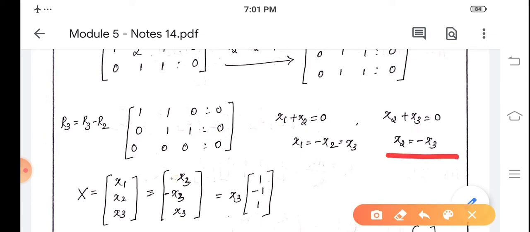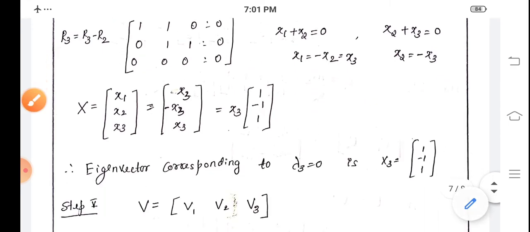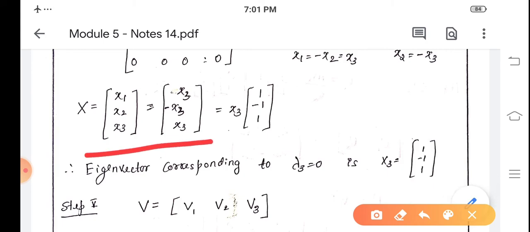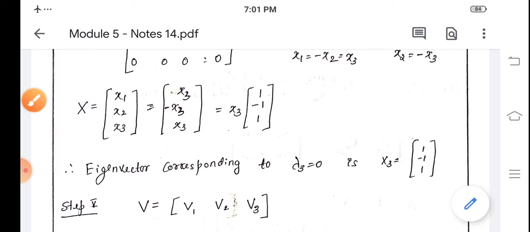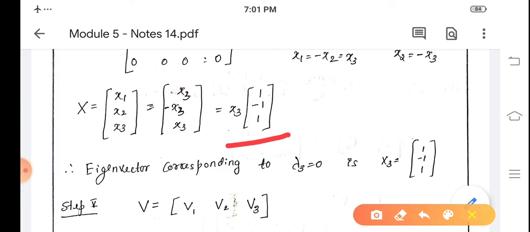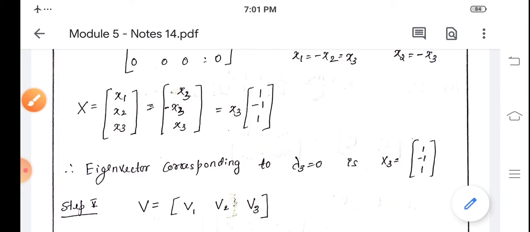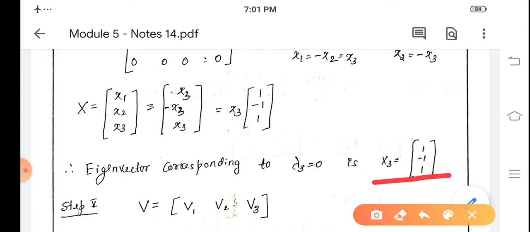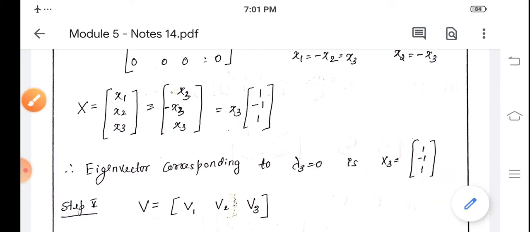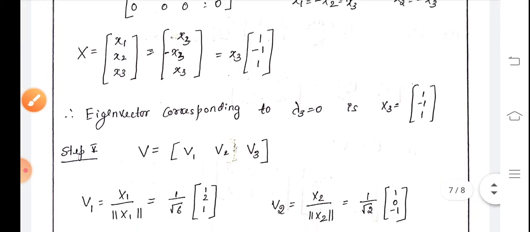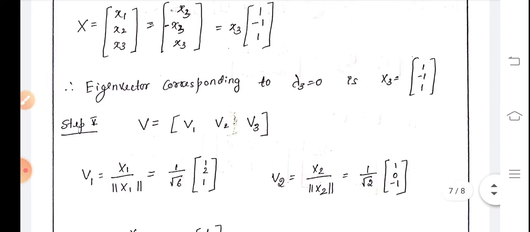That gives x2 equal to minus x3. Using this in the previous equation, x1 plus x2 equal to 0, we write x1 equal to minus x2, that is equal to x3. Then x equals x1, x2, x3, that is x3, minus x3, x3, which is x3 times 1, minus 1, 1. So the eigenvector for lambda equal to 0 is x3 times 1, minus 1, 1. So we have obtained the eigenvalues and eigenvectors of A transpose A.